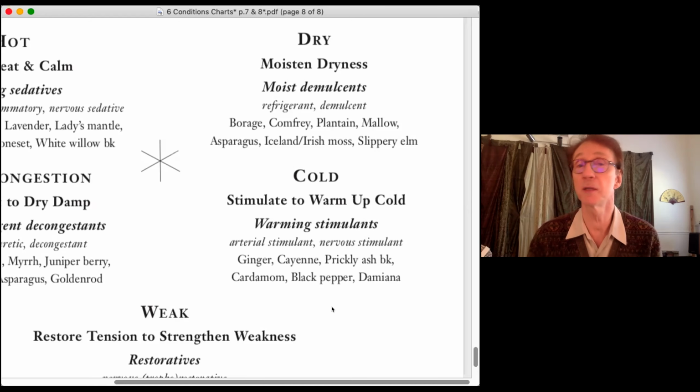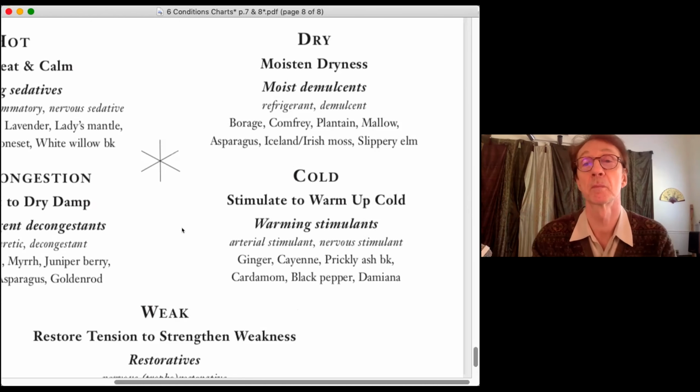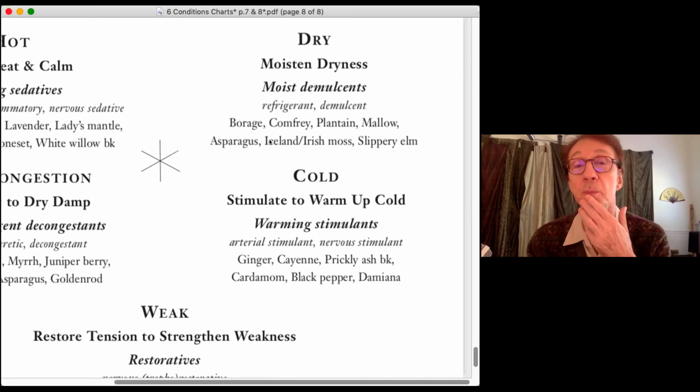You can differentiate, some work more widely on the whole mucous membrane. Others work more on particular parts of the mucous membrane. So the two that work most widely are probably comfrey, mallow, comfrey leaf or root, comfrey leaf, mallow, malva, and asparagus.